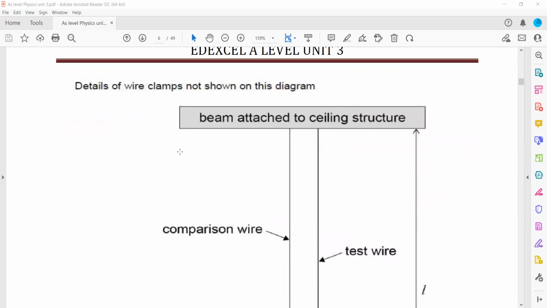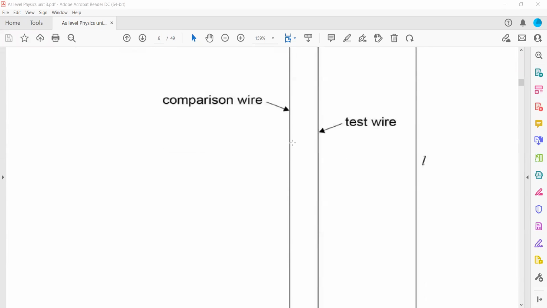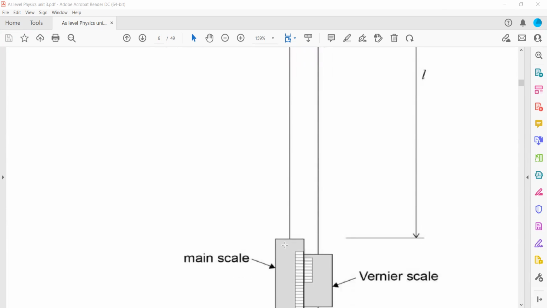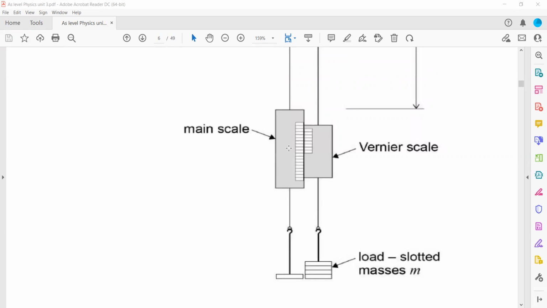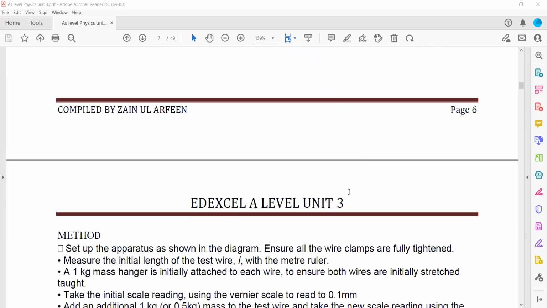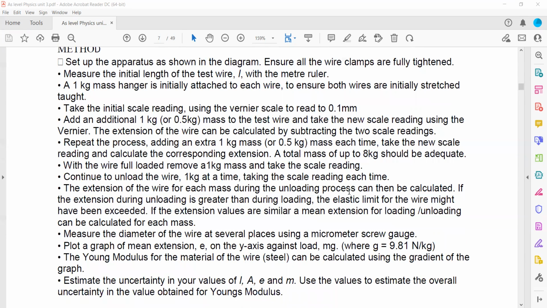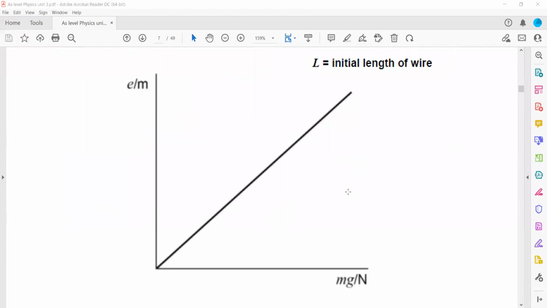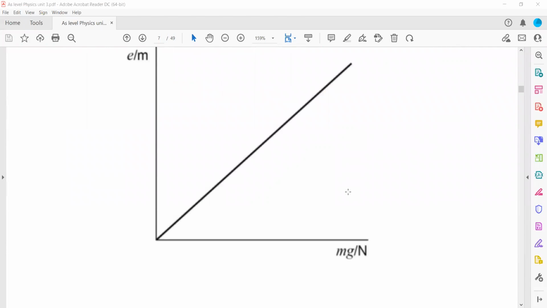As you can see here, details of the wire clamps are not shown in this figure. We have the test wire and the original wire, a comparison of how much the length has changed. Using that we can work out the change in length, and using the change in length and the load attached we can work out the stress and the strain, and stress divided by strain will give us the Young's modulus. The graph between force and extension will be a straight line.